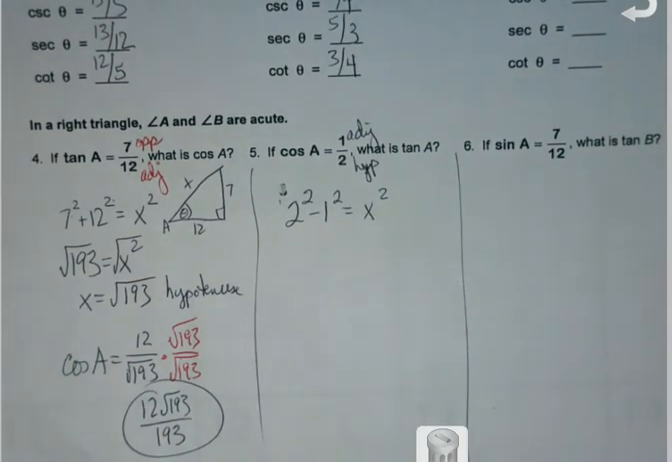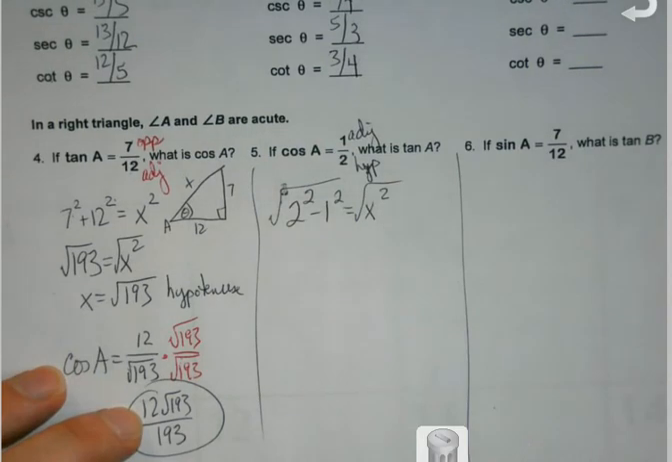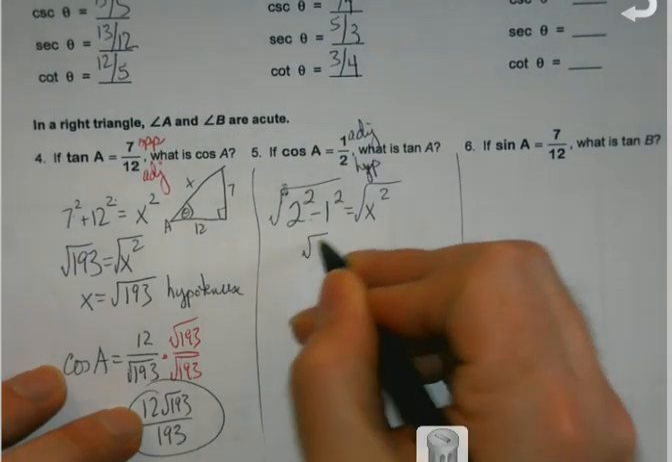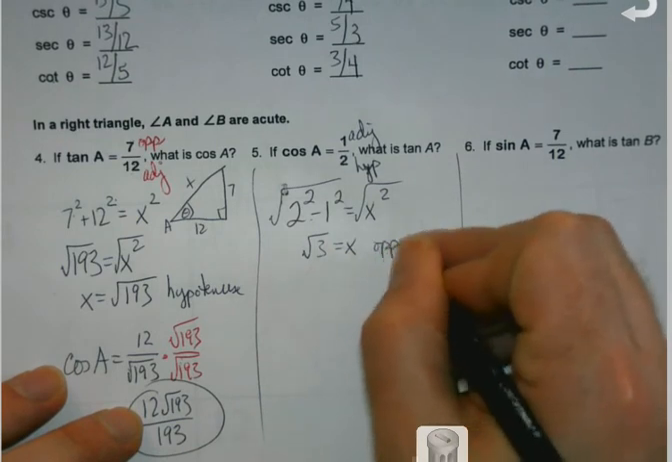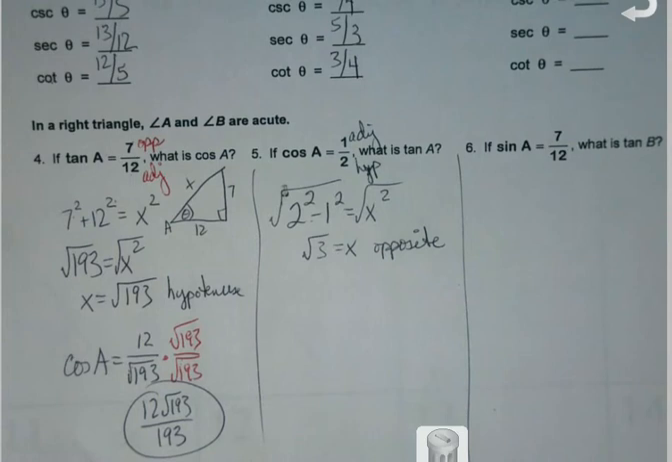I am now looking for the opposite. So I would take the square root of each of these. So 4 minus 1 would be the square root of 3, which would be my opposite, since they already gave me the adjacent and already gave me the hypotenuse.